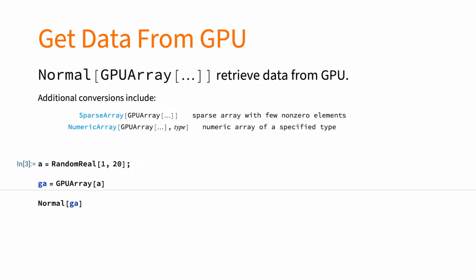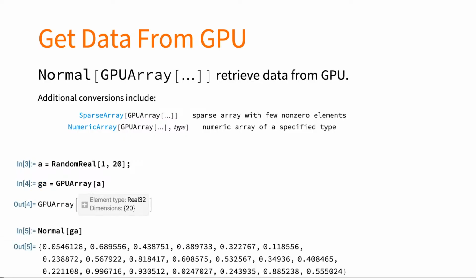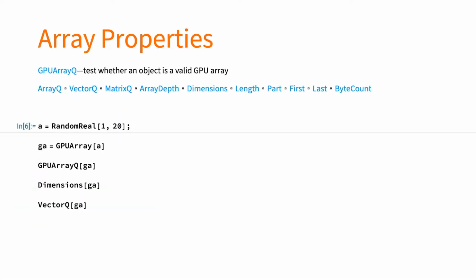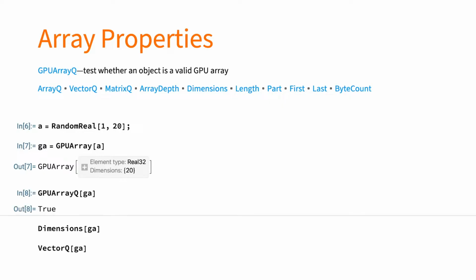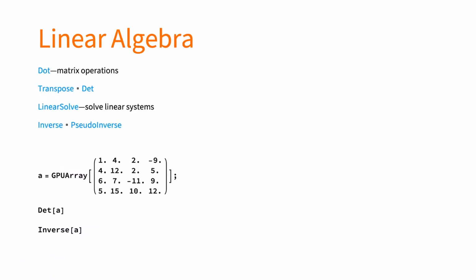To retrieve data from your GPUs, you can use Normal and convert it into a standard list in the Wolfram Language. You can convert it into a NumericArray of a specific type, or a SparseArray also. Currently, we provide basic functions for manipulating arrays, such as GPUArrayQ to test whether an array is a valid GPU array, or Part to extract a part of an array. For linear algebra, matrix operations such as Dot, Transpose, and Det are provided.